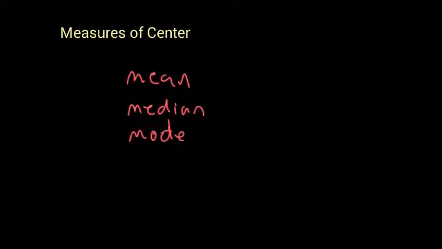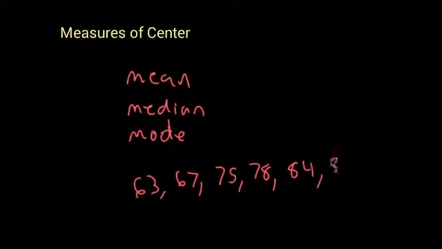So let's start with a set of data. Let's say we have 63, 67, 75, 78, 84, 84, and a 92. Alright, so we got 1, 2, 3, 4, 5, 6, 7 values there.